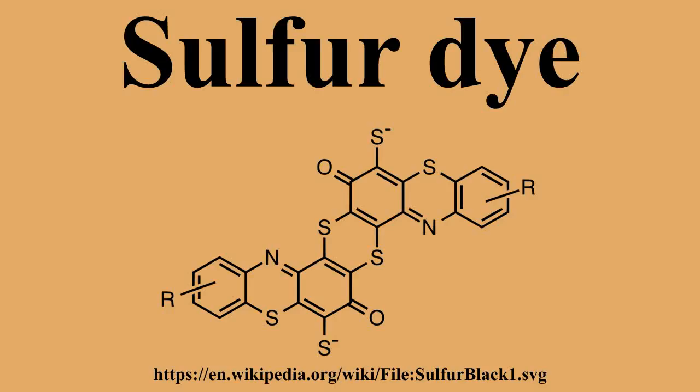The most important member of the class is Sulfur Black 1. It is produced by the reaction of 2,4-dinitrophenol and sodium sulfide in hot water. Like many sulfur dyes, details on the chemical reactions are poorly understood.